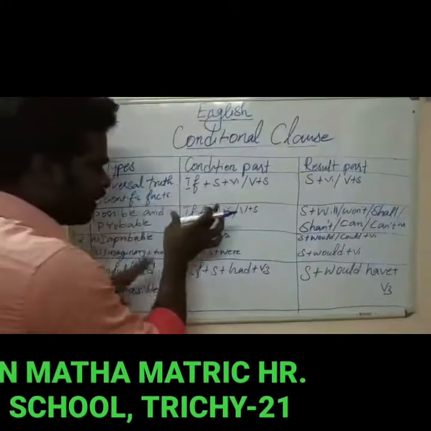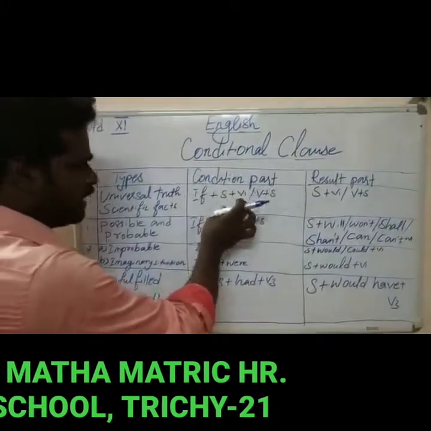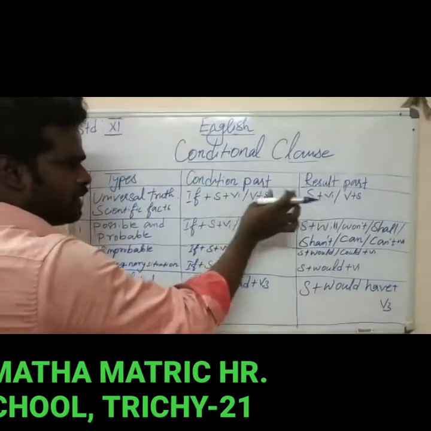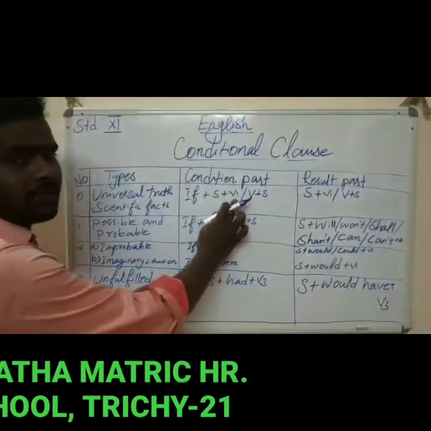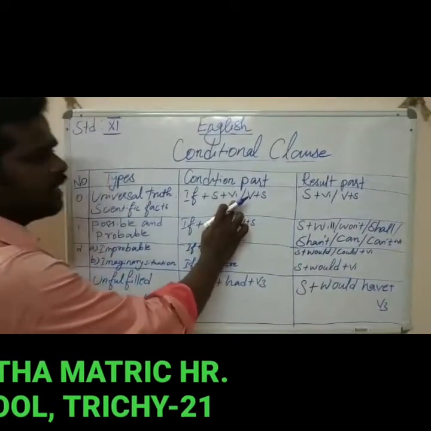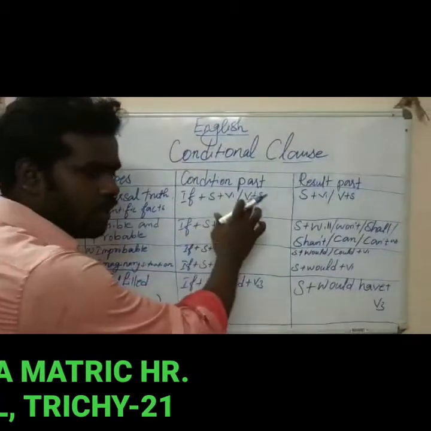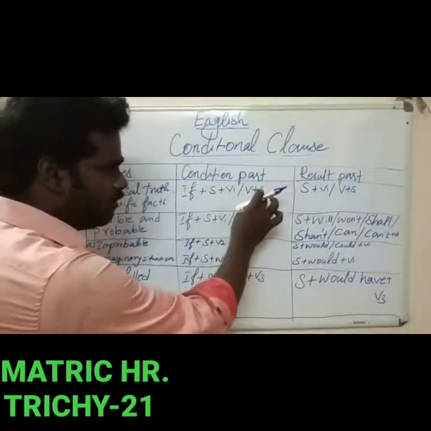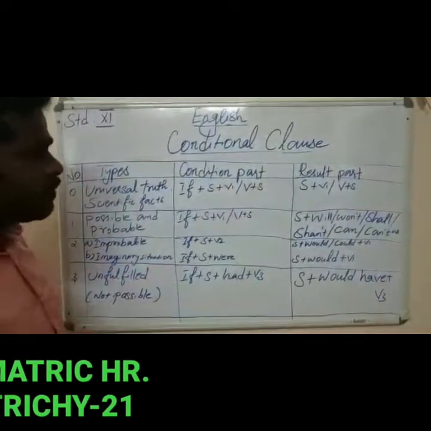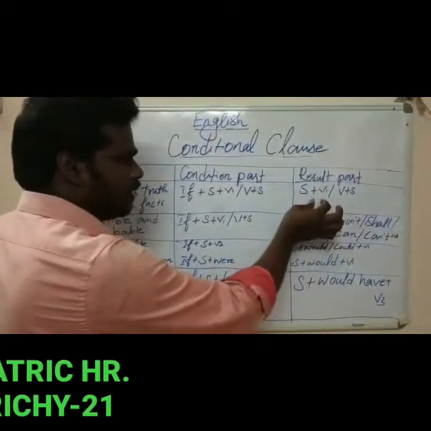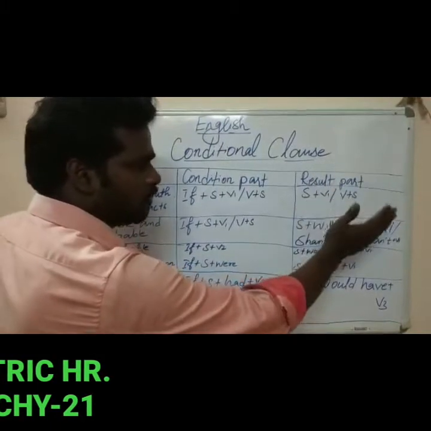Condition part. How will it come? If plus subject plus V1, or V plus S. V1 refers to the first form of the verb, simple present. Otherwise V plus S, which we have already learned: when the subject is third person singular, the verb takes plus S. Okay, that is the condition part. The result part: subject plus V1 or verb plus S.